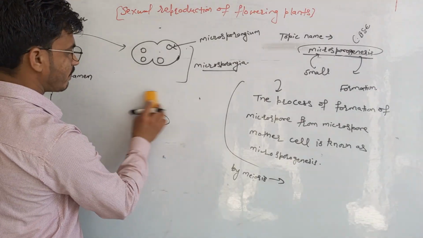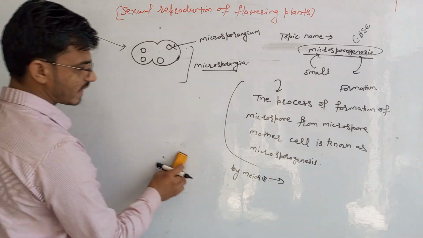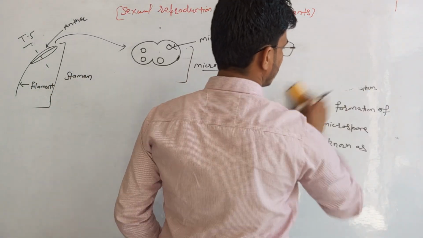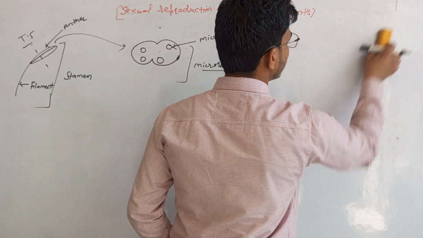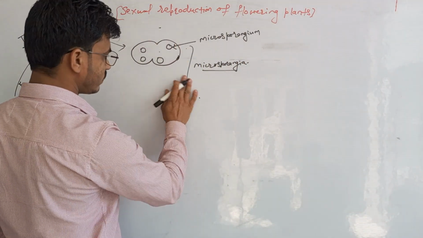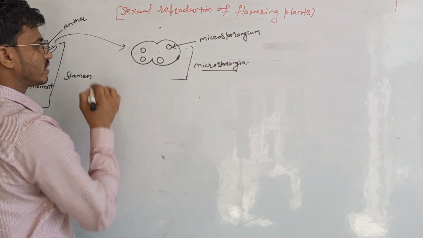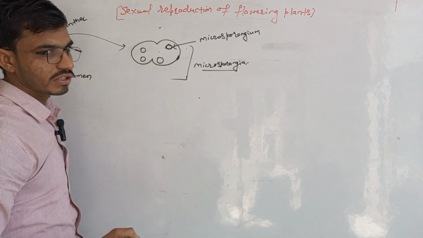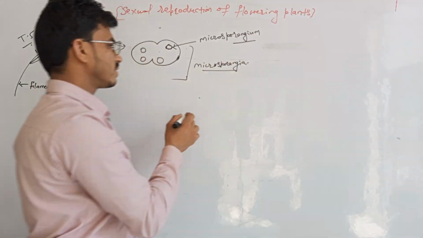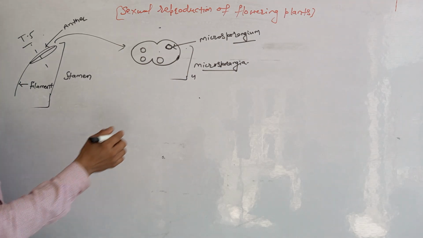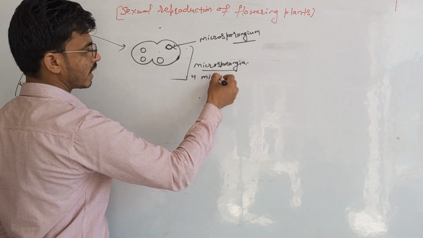Let us start with the basic concept of the microsporangium, and after that we will study the complete process of microsporogenesis. First of all, this is the sac-like structure, the microsporangium, and the group of four pollen sacs is called the microsporangia.